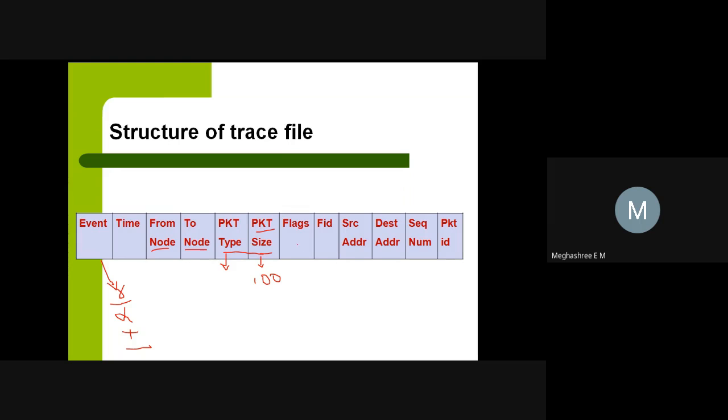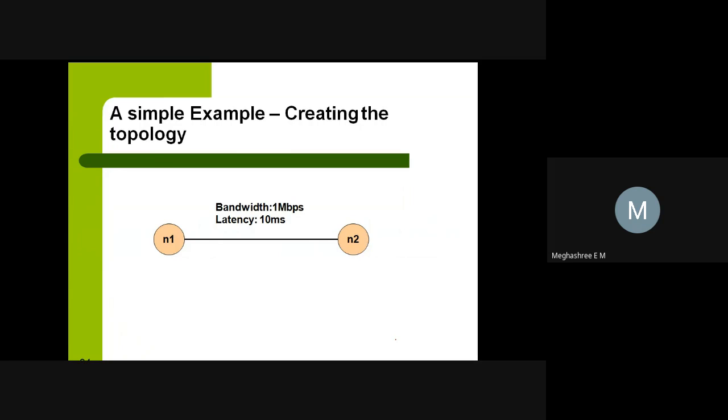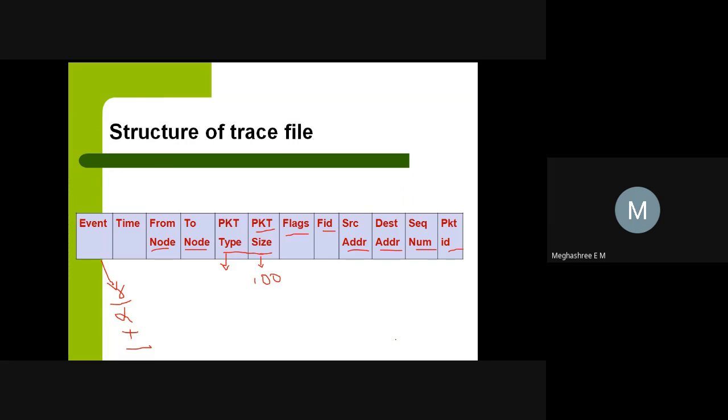And the flags: since we are not setting any parameter with respect to flags, we will not get any value here. The next fields are flow ID, source address and destination address, and the sequence number. The last one is packet ID. This trace file will help us analyze the network behavior by considering all the fields here. You can get what event happened, at what time, from which node to which node the packet was sent, what its size is, its ID, source address and destination address. Considering all this data, you can analyze the network behavior. And do remember the output file of NS2 is the trace file, which has all these fields.